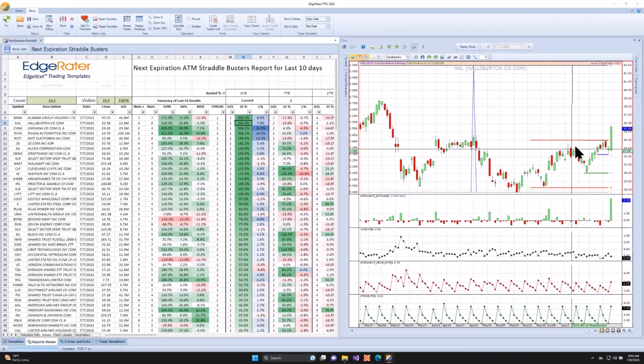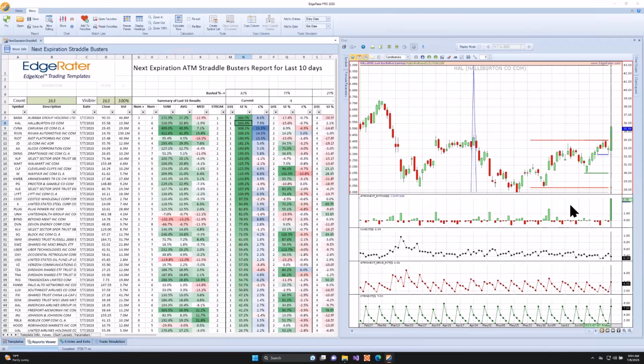Here's another one, Halliburton. This broke through 30-day resistance on Friday with a 330% gain in the next expiration straddle. Remember, on Friday, the next expiration is going to be Friday. So this is the idea of taking the Thursday closing price of the Friday straddle, and then finding out what the percentage move in that straddle was between Thursday's close and Friday's close. So there's only 1 day left, essentially, in the expiration when this 330% gain was indicated.